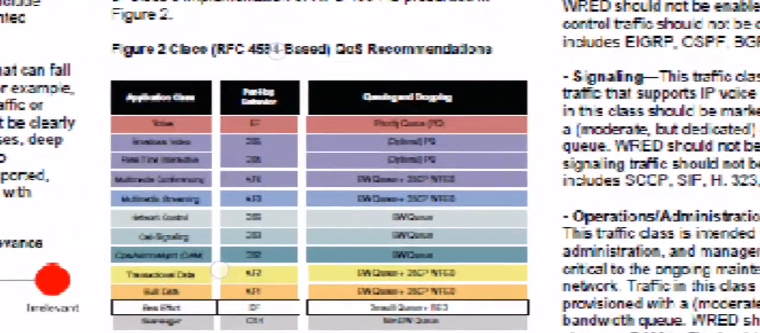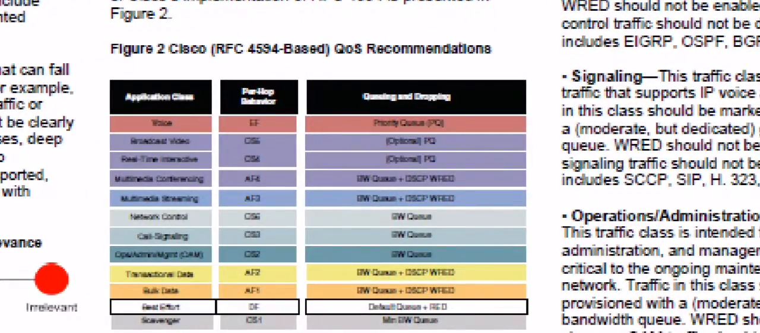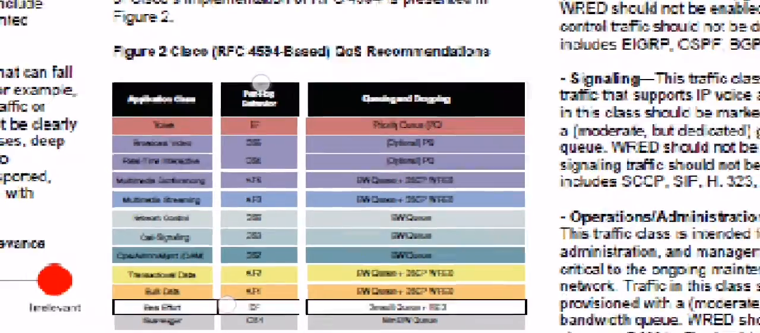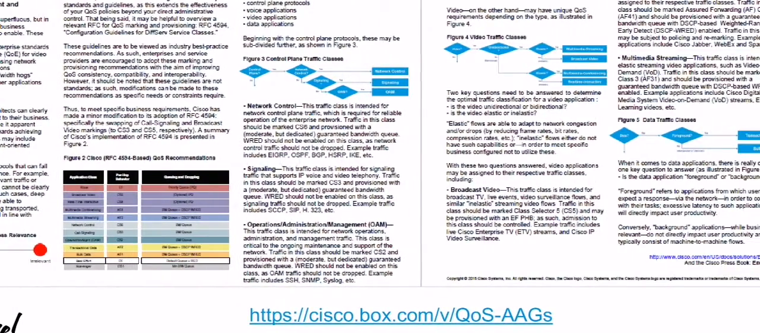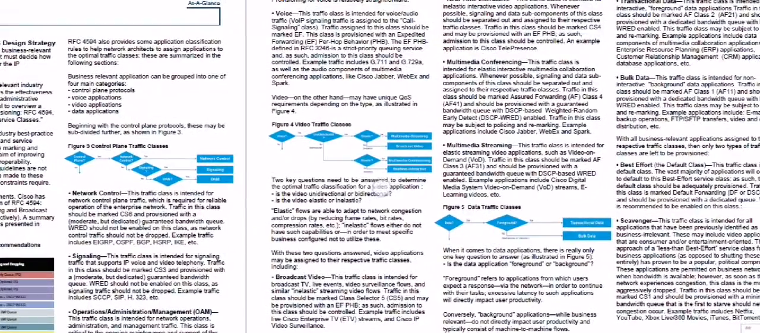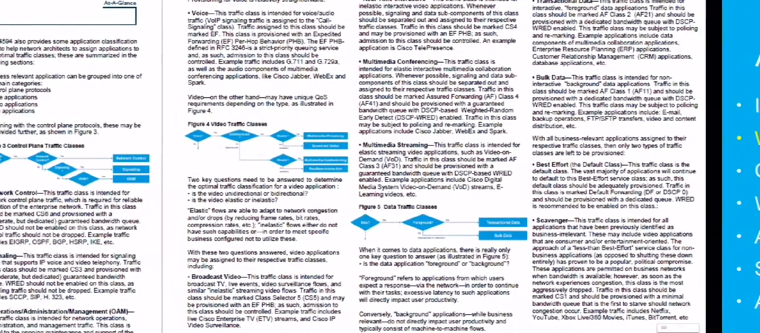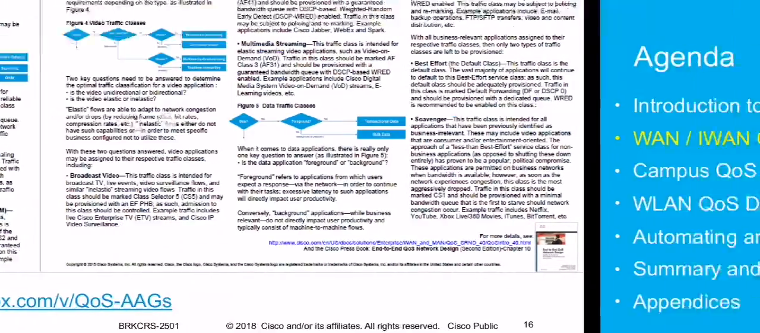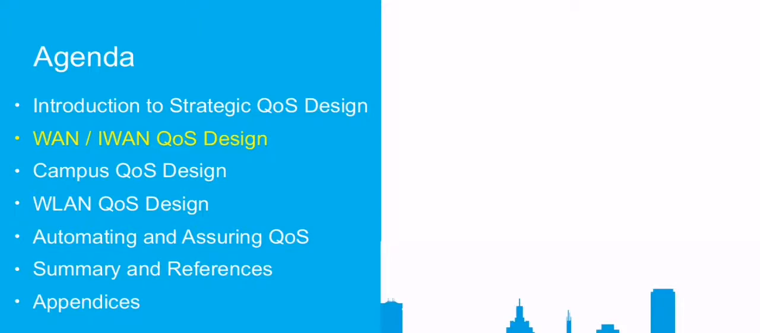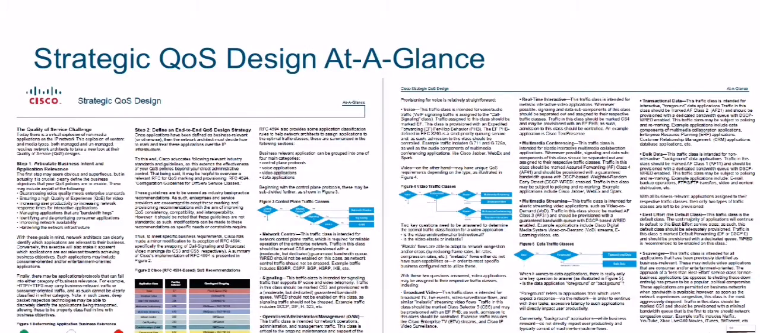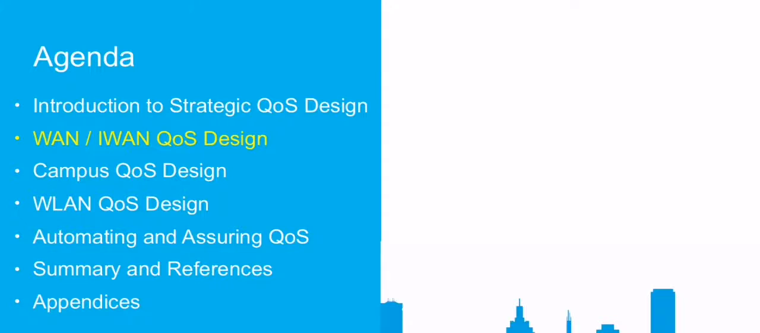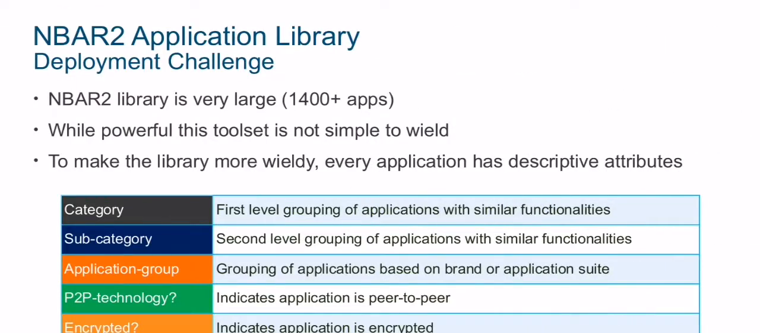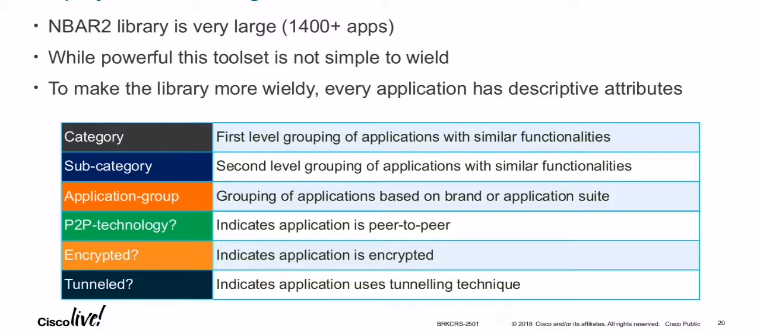And here we have the recommendations. RFC 4594, which is the same table we saw before. And here, the algorithm to just choose the type of traffic, how to classify it. Now, how do we actually classify it? Here, we already finished the introduction, and then it goes very deep into the wide area network design, which is something that collaboration engineers will actually learn.